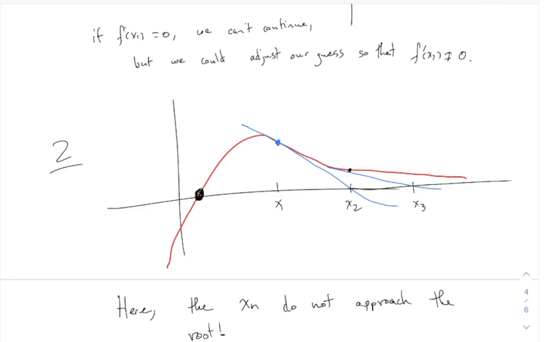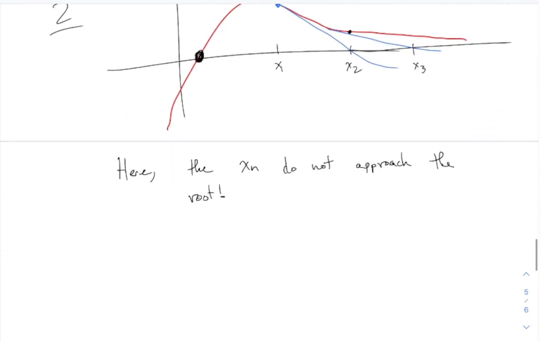There isn't really an obvious way to get around this in this example, other than your first guess was bad, right? You should not have started at this value over here. If you started somewhere a lot closer, then that wouldn't happen. It wouldn't go off to the right forever. It would just converge to this value. But anyway, in this case, we say Newton's method does not converge. That's the fancy language for this.